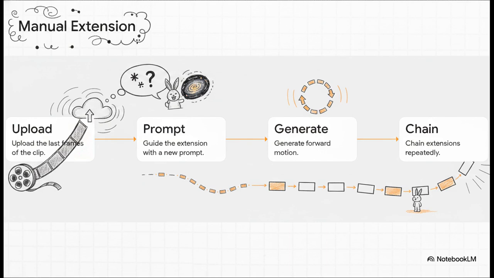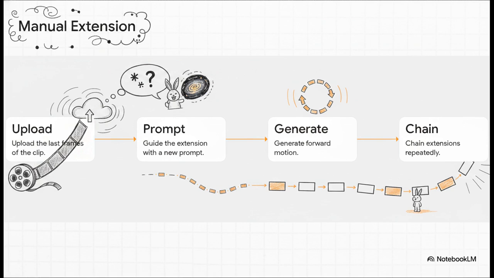So let's look at the exact technical workflow for a manual extension. First, you take the final few frames, or the last couple of seconds, of your generated clip and upload them back into the model as a reference. Second, you guide the extension with a new prompt describing the exact next action. Third, the AI generates the forward motion. And finally, you can chain these extensions repeatedly.